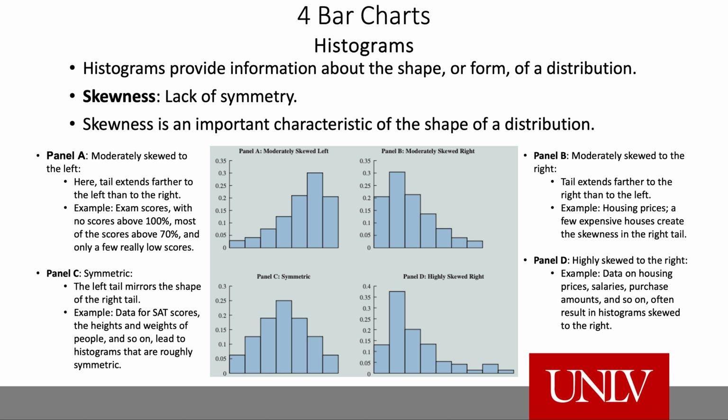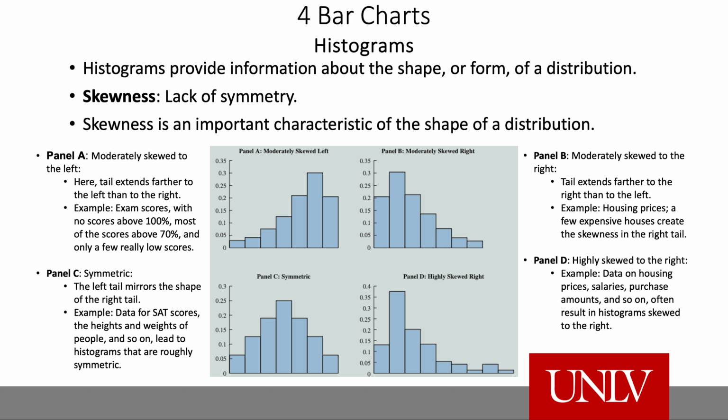Panel C shows a symmetric histogram in which the left tail mirrors the shape of the right tail. Histograms for data found in applications are never perfectly symmetric, but the histogram for many applications may be roughly symmetric. Data for SAT scores, the heights and weights of people, and so on leads to histograms that are roughly symmetric.